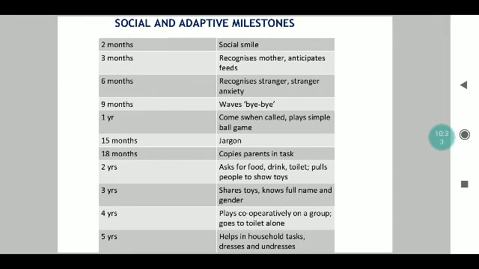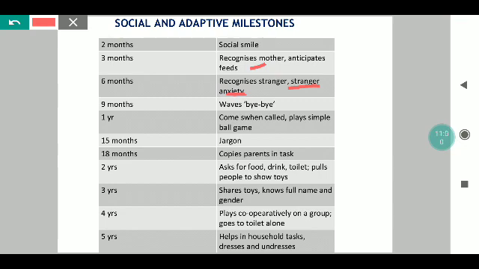Now, coming to the social and adaptive milestones, 2 months is what we call a social smile. By social smile, that child will smile at whomever he or she sees. By 3rd month, there is mother recognition and anticipating of feeds. And by 6th month, there is stranger anxiety. So apart from the recognized faces who take care of the child, the child will feel apprehensive to see a new face.